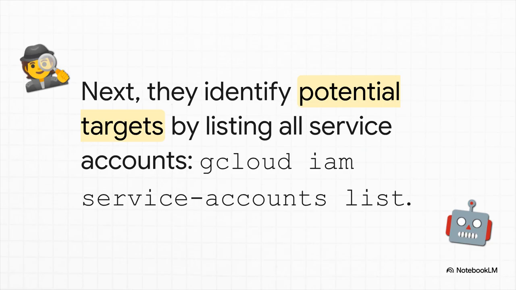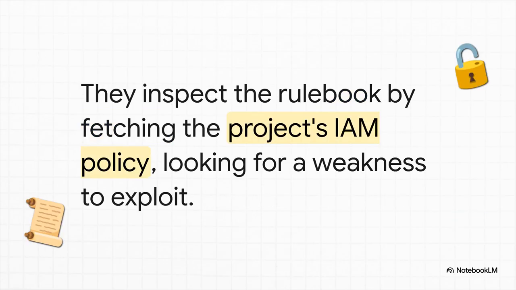So they'll start listing out all the other service accounts in any project they can see. Every single one of those is a potential next step, a more powerful key that they could try to steal. And then they go for the rulebook itself. They'll pull the IAM policy for the project. This is huge. It tells them exactly what their current account can do, and more importantly, what every other account in that project is allowed to do.